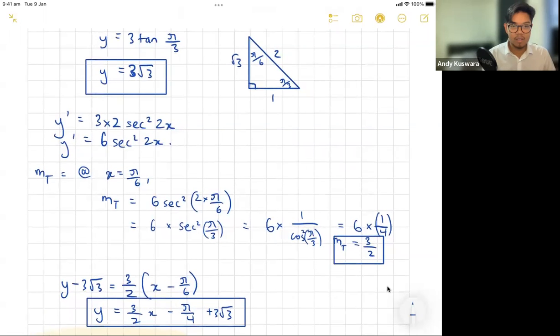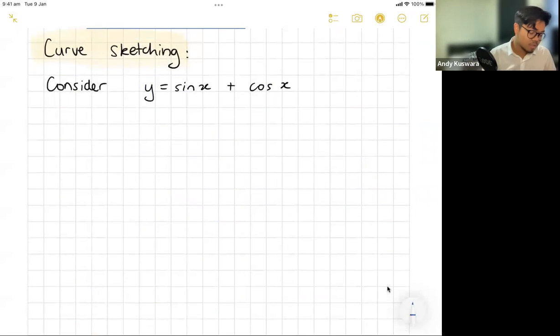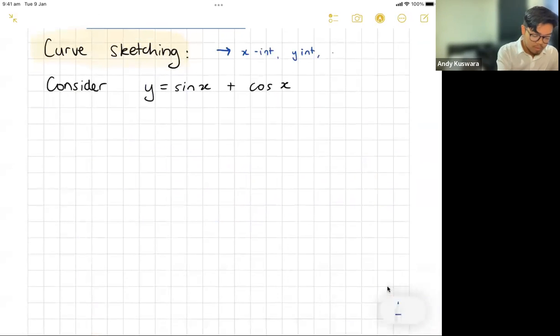Now, your second application is your curve sketching. Now, we know how to do curve sketching. There's certain things like finding x-intercepts, y-intercepts, and also your max/min stationary points. All right, so let's apply that here.